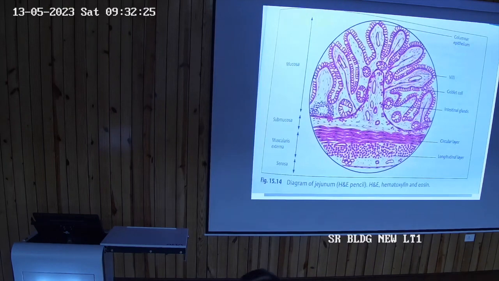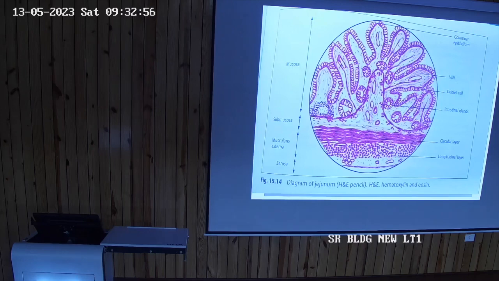Now look at the slide, the picture seen in the microscope. You are seeing the columnar cells. What are these? These are the villi. In each villus, there are columnar cells, and lying between them, the goblet cells. This is the lamina propria, rich in loose connective tissue, with some smooth muscle fibers also seen, and these are the intestinal glands, transversely cut.